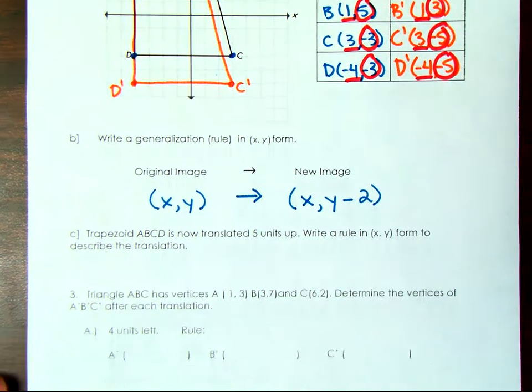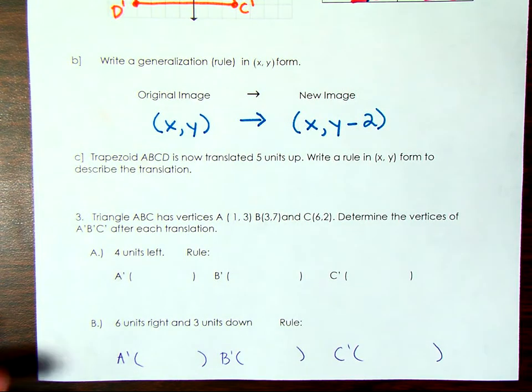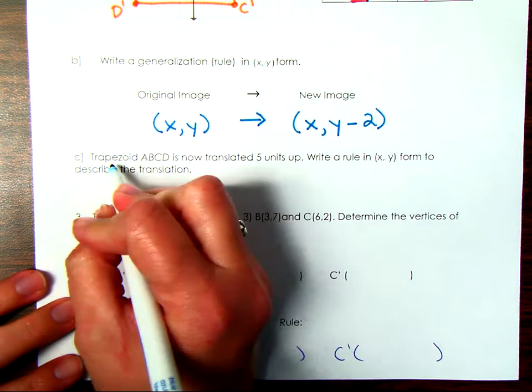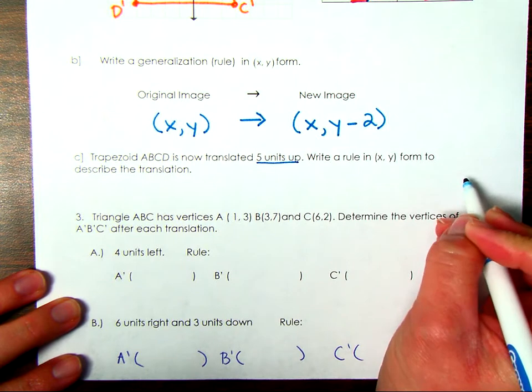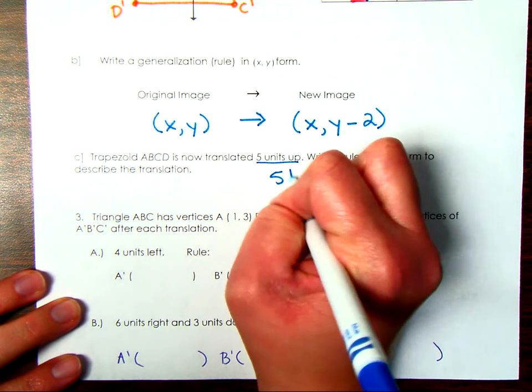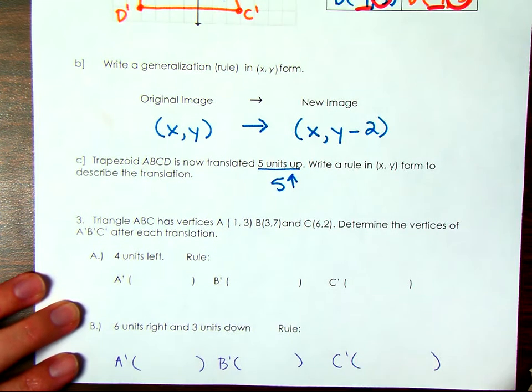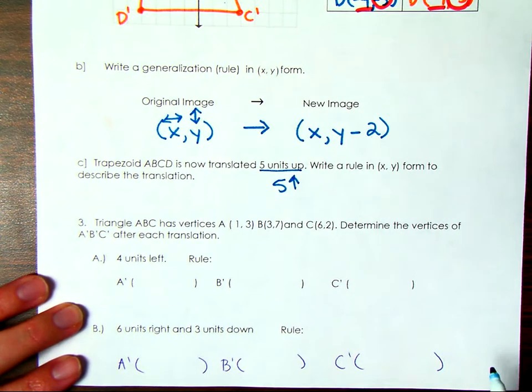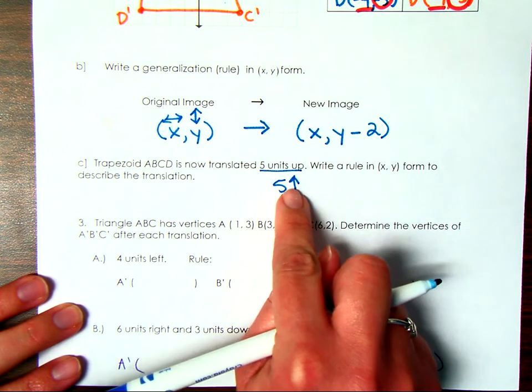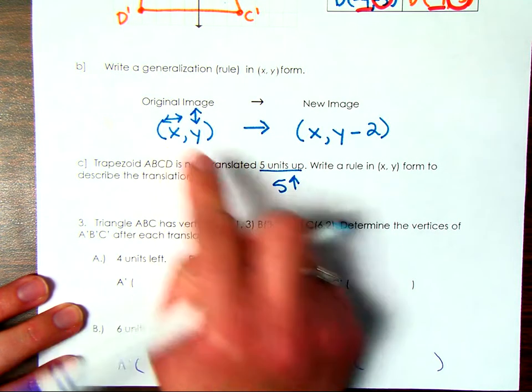Okay, so let's look at some more. We're going to write these rules and then you'll have some practice on your own. So let's say this trapezoid is now translated 5 units up. Write a rule. So if you're going 5 units up, what's being changed? Your X's or your Y's. So I like to do that to help me out. If I'm going up, that only my Y's are changing.